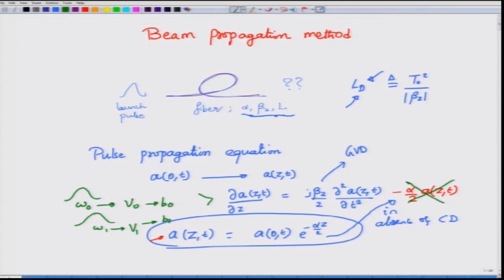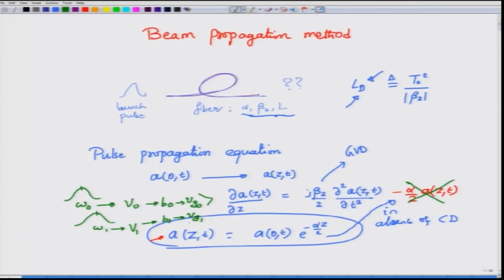Of course, these are only at the center. Any other frequency components will have to be looked at by the deviation about omega 0 and about omega 1. And the fact that B0 and B1 are different leads us to know that the group velocity will also be different. So, the group velocity for the pulse which is centered at omega 0 will be Vg0, whereas the group velocity for the pulse which is centered at omega 1 will be Vg1.